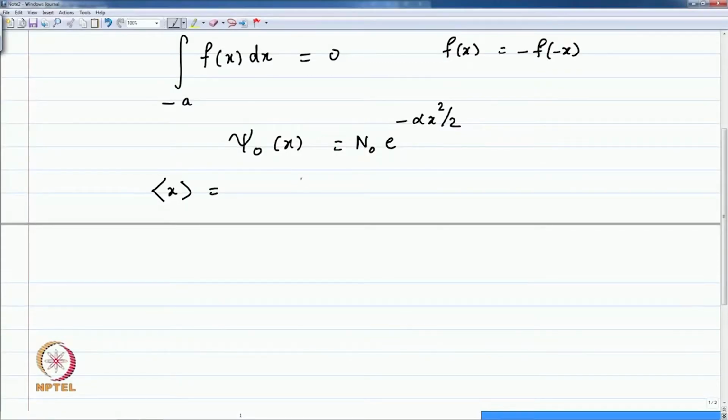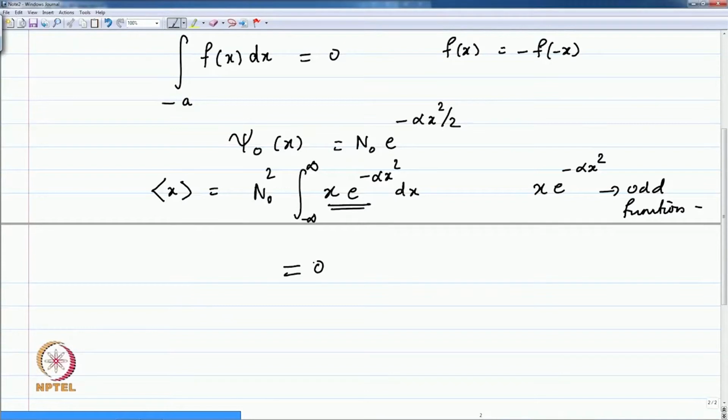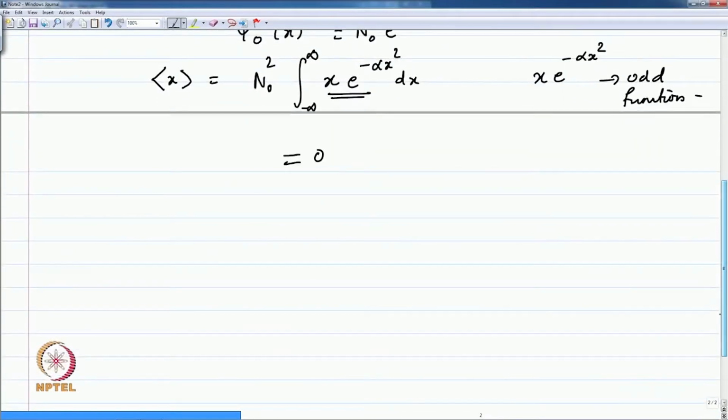Therefore, if you were to do this, the integral is x N naught square e to the minus alpha x square, because it is a square of the wave function, from minus infinity to plus infinity times dx, and you know x e to the minus alpha x square is an odd function. Therefore, this integral is 0. This is true for any wave function. This is at psi 0, where the expectation value is calculated.